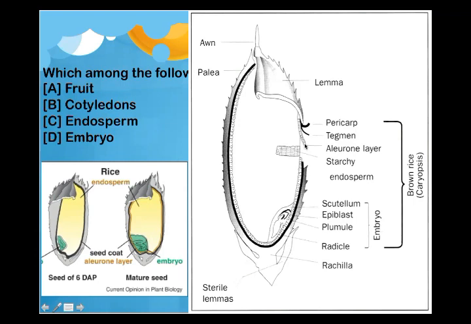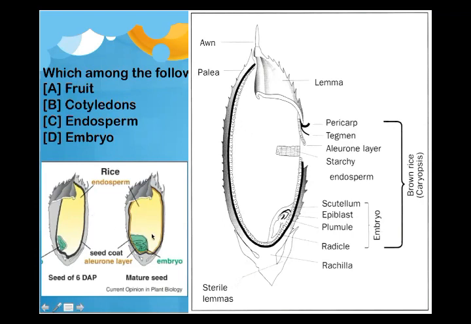When you look at this particular layer, which is the aleurone layer, it's very important because it consists of the folic acid that nourishes our brain cells. That's why unpolished rice is better than polished rice. When you do the polishing, you tend to lose this layer.